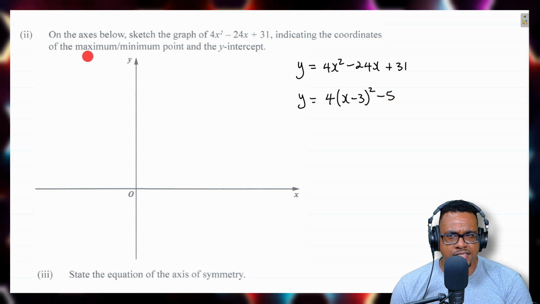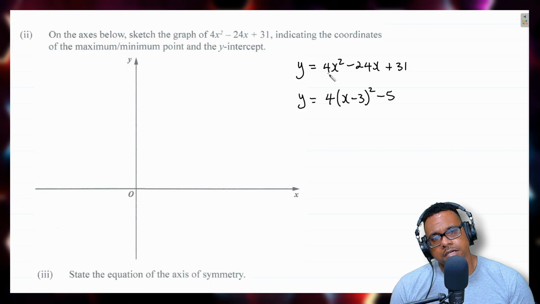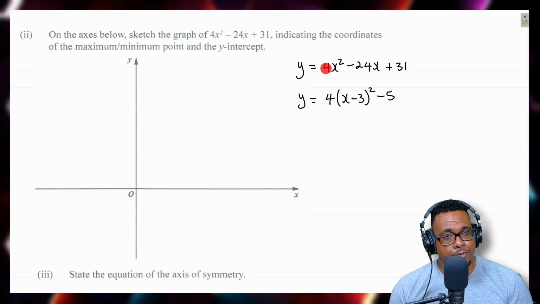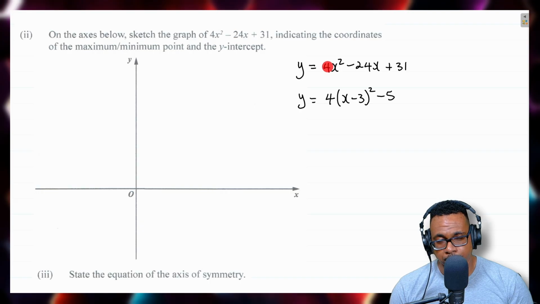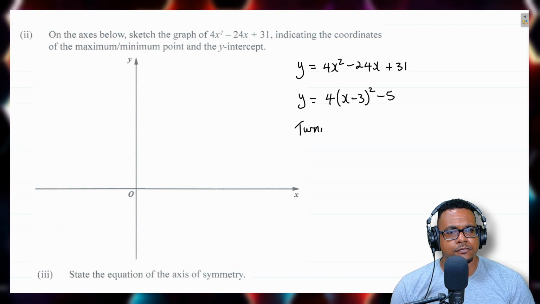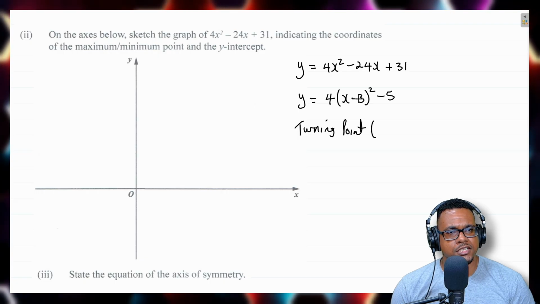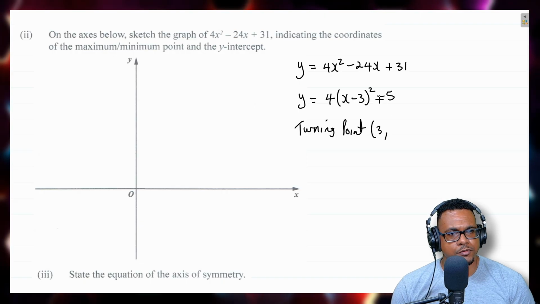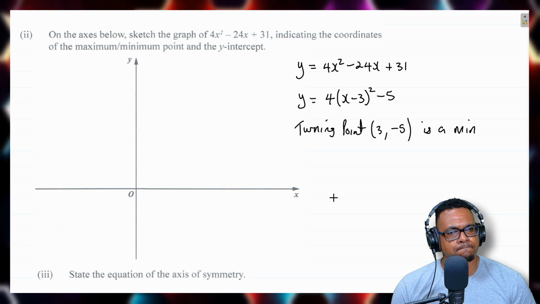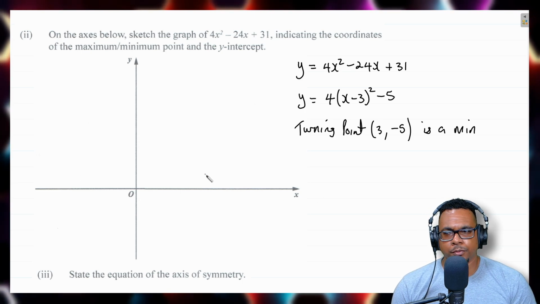So now to address the maximum or minimum point, well, seeing that the number in front of x squared, which you call the coefficient of x squared, is positive, the graph is a minimum. Okay, so my turning point, as I said, change the sign in front of this number. So from negative 3, it will be positive 3. And this will just be the y component, negative 5, is a minimum. Let's put min.